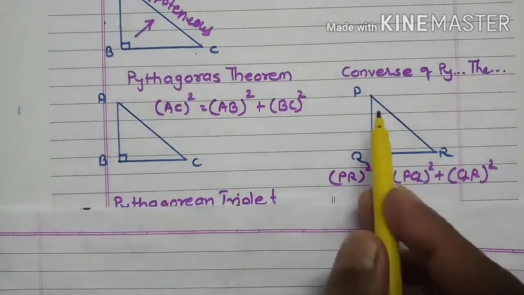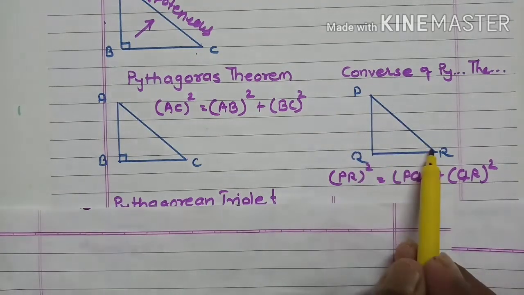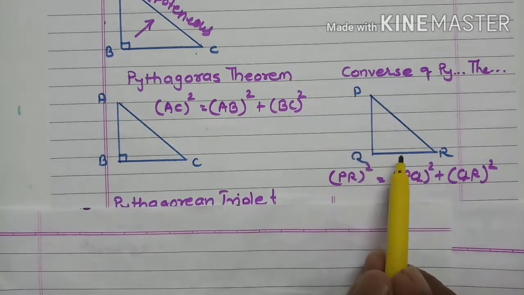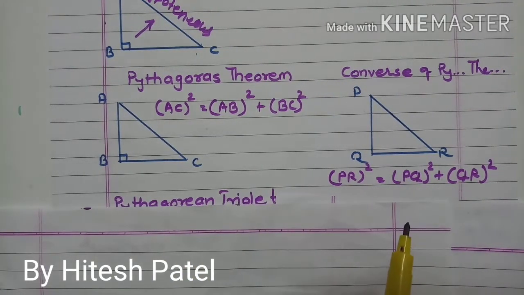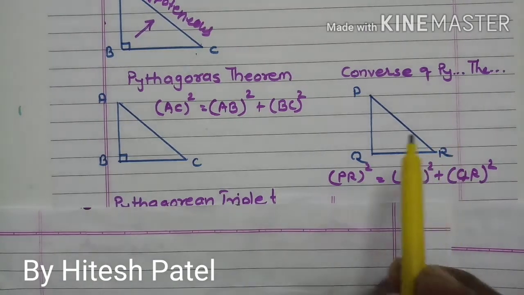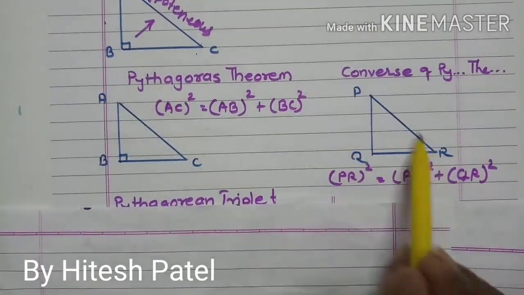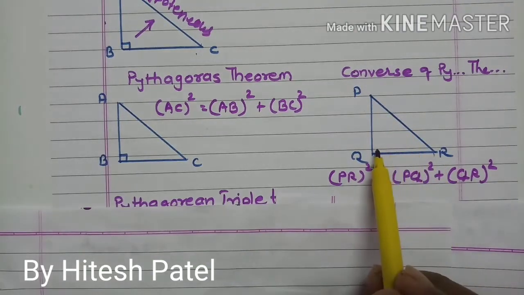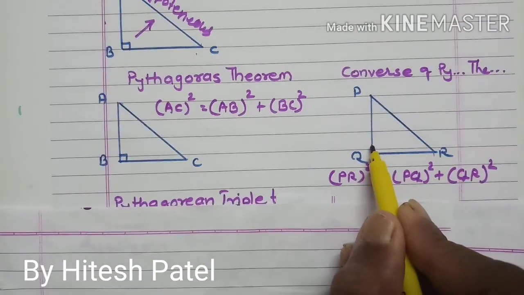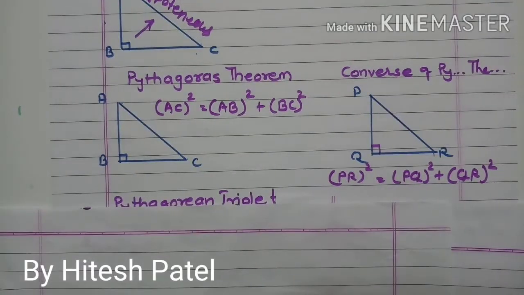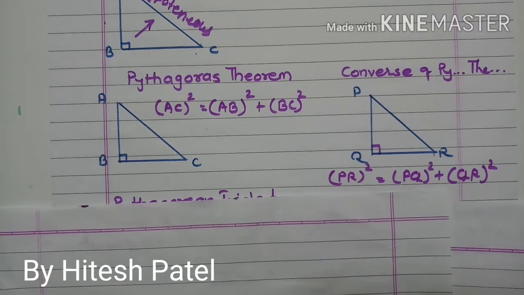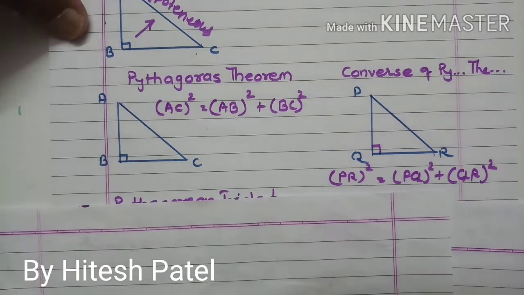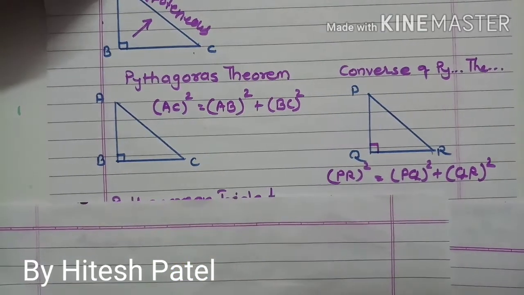then in this triangle, the square of the longest side is equal to the sum of the squares of the remaining two sides, so this triangle is a right angle triangle, and the angle opposite the longest side, here the longest side is PR, so the opposite angle, that is angle Q, is 90 degrees. So this is called the converse of Pythagoras theorem. We are going to prove both theorems in the next video.